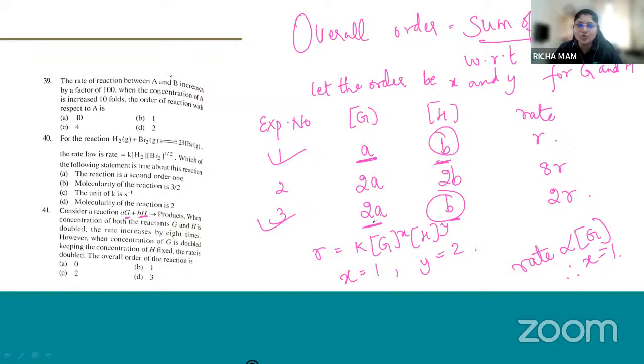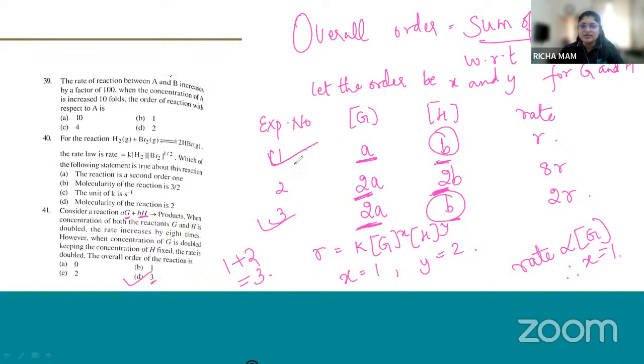Now compare 2 and 3. From 2 and 3, what is y? y is equal to 2. You can see the coefficient is 2, so y is equal to 2. Now, what is the overall order? The overall order is 1 plus 2, which is equal to 3. So it is option D, that is 3.